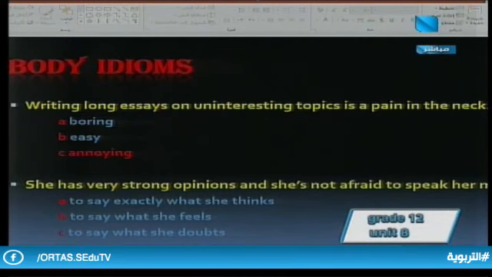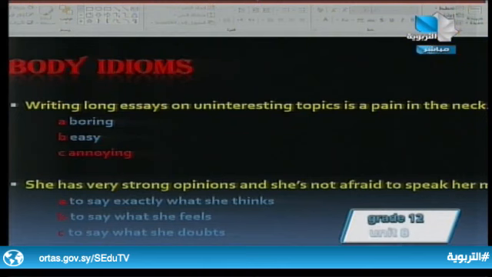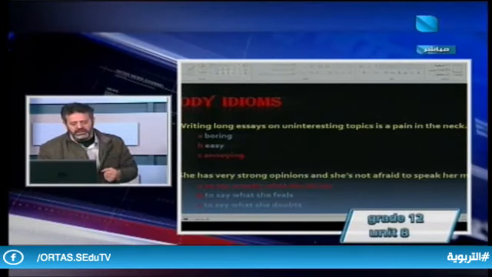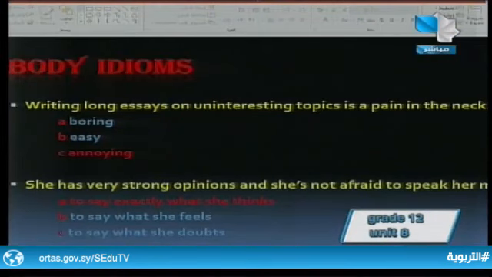Mr. Mazin, the second example, please. The second one: she has very strong opinions and she is not afraid to speak her mind. The idiom is speak her mind, or speak one's mind. What does it mean? Does her mind speak? No. It means to say exactly what she thinks. So the meaning of speak her mind is to talk about her thoughts.